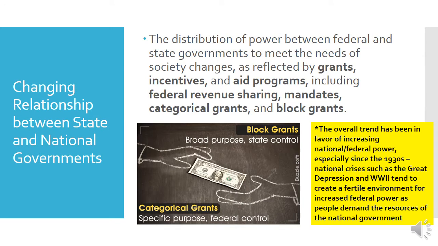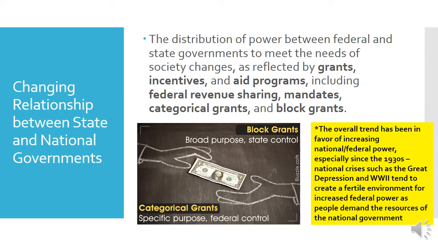All right, changing relationship between state and national governments. This division of authority between the national and state levels has not remained constant throughout our history. It has changed as times and conditions and circumstances have changed over the course of our history. So the distribution of power between federal and state governments to meet the needs of society changes, and these are some of the ways that this relationship has shifted over time.